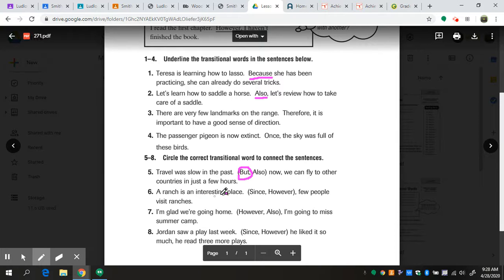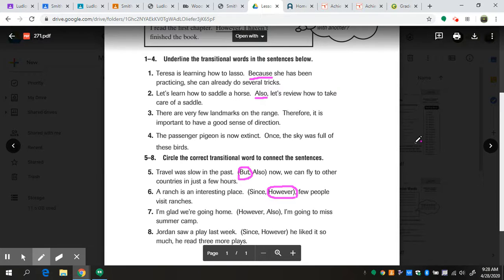Number 6, a ranch is an interesting place. Blank, few people visit ranches. Well, like that first example that we saw up here that they did for us, I'm kind of showing a negative relationship between the first sentence and the second sentence, almost as if this sentence doesn't really agree with this sentence. So we know a ranch is an interesting place. However, few people visit ranches. That tells my reader that even though they're interesting, people are still not going there. So, however, indicates an opposite or negative relationship between the first sentence and our second sentence.